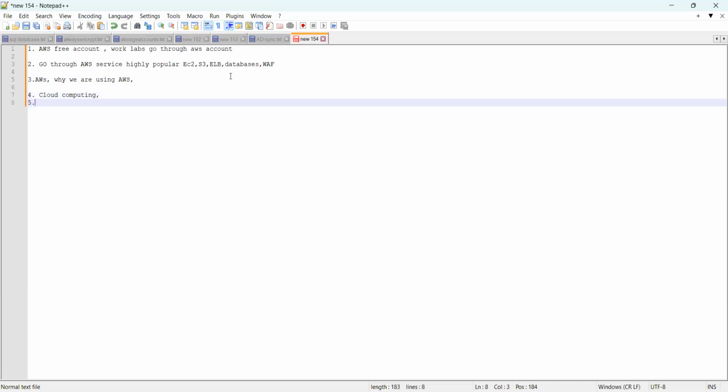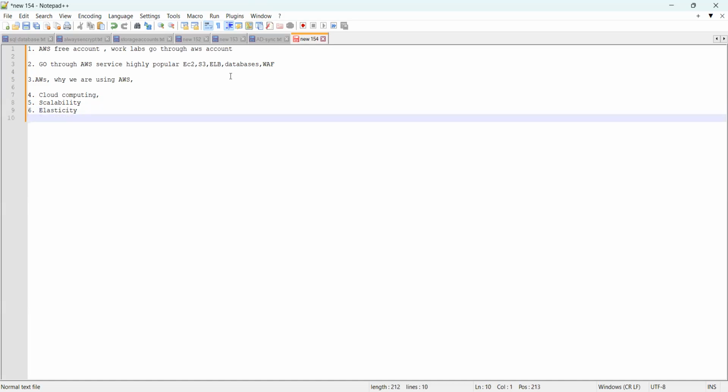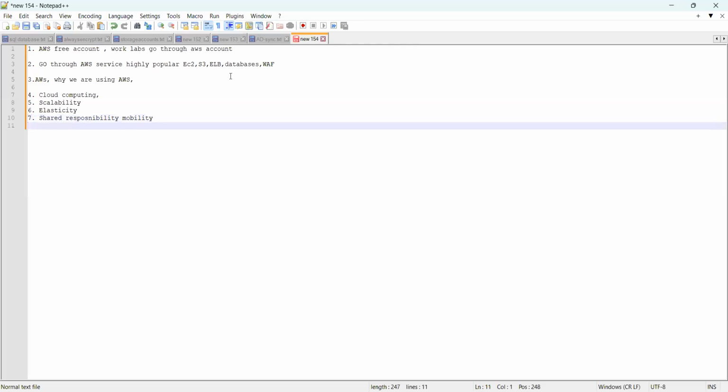There are also some keywords, like what is scalability, what is elasticity, what is the shared responsibility model. I will touch on all these points, but it would be good if you can come up with some basic idea on these, and on what the CIA triad is: confidentiality, integrity, and availability.